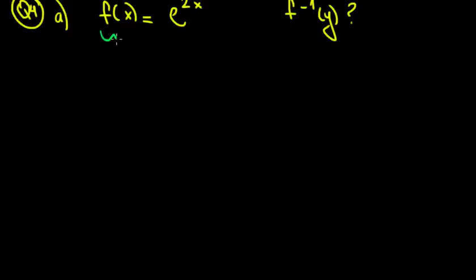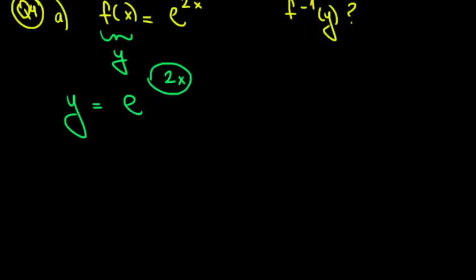So in question 4a, we have a function f of x equals e to the power 2x, and we want to find out the inverse. So we want to write x in terms of y. Remember that f of x is the same as y. So we write that y equals e to the power of 2x. How can we have only x on one side? Well, we would like to get rid of this e. So how do we deal with it?